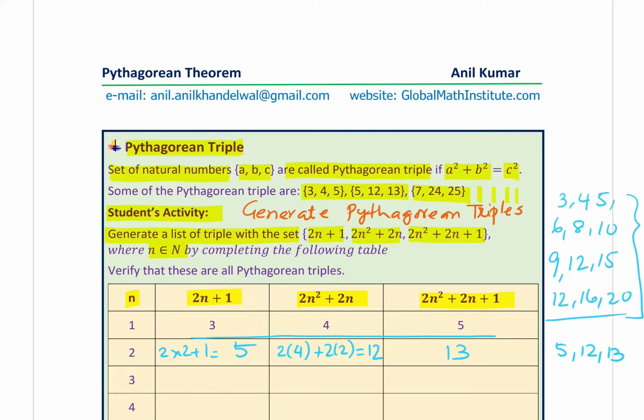You can verify that this actually is a triple, right? So it will represent a right triangle with sides of 5, 12, and 13. Right? You could verify that. Since you know that in this particular case, 5 square plus 12 square will be equal to 13 square, right? This is 25 plus 144, and that is 169. So we could actually verify our result. And likewise, you can actually fill this up and verify your result. Clear?